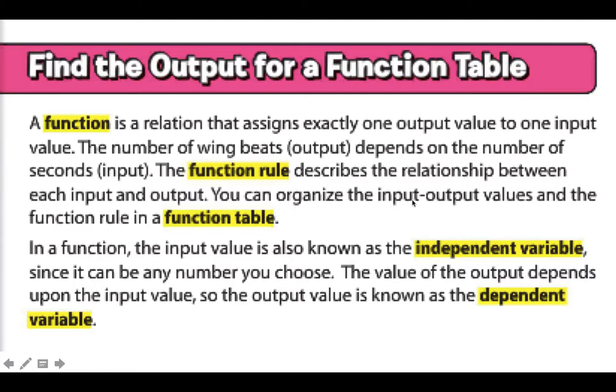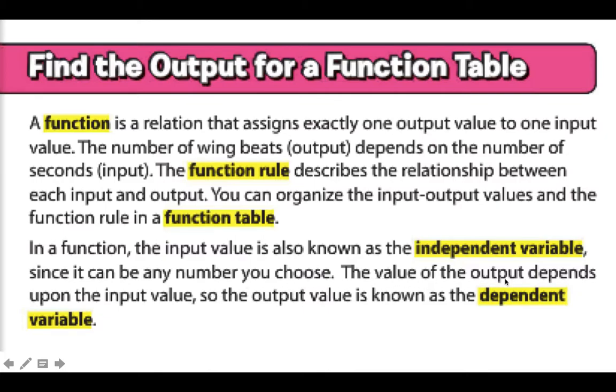You can recognize the input-output values and the function rule in a function table. So, we're going to look at the table and see how the input-output values are organized. In a function, the input value is also known as the independent variable. This is also something that you'll kind of learn in science. The independent variable. Independent means does not get influenced. It does not have anything that would change its value. So the input value is known as the independent variable since it can be any number you choose.